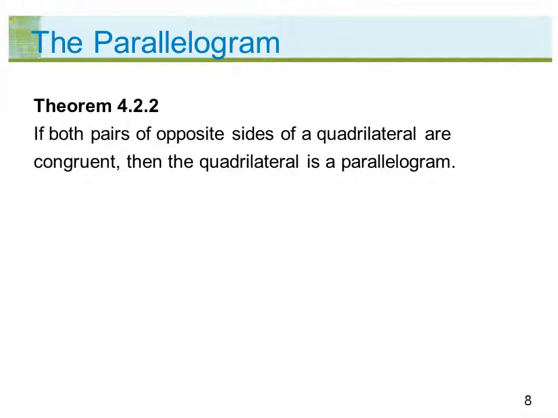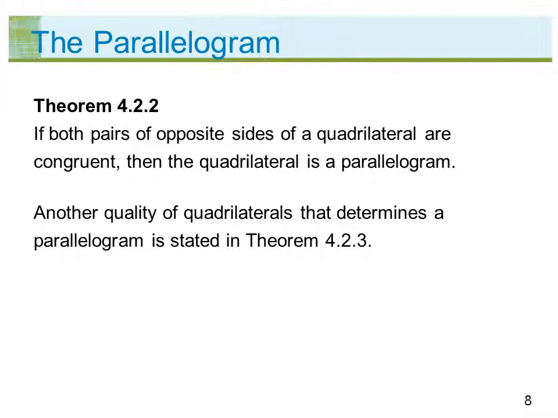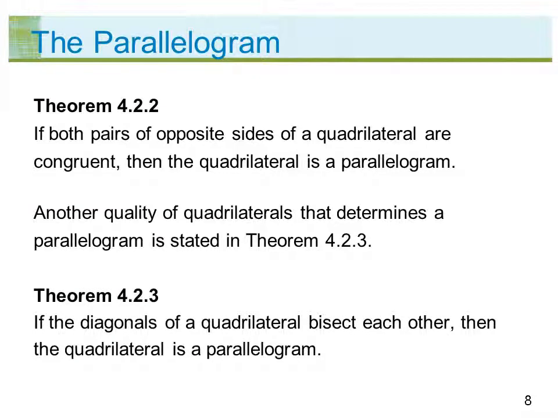Theorem 4.2.2. If both pairs of opposite sides of a quadrilateral are congruent, then the quadrilateral is a parallelogram. Another quality of quadrilaterals that determines a parallelogram is stated in Theorem 4.2.3. Theorem 4.2.3. If the diagonals of a quadrilateral bisect each other, then the quadrilateral is a parallelogram.